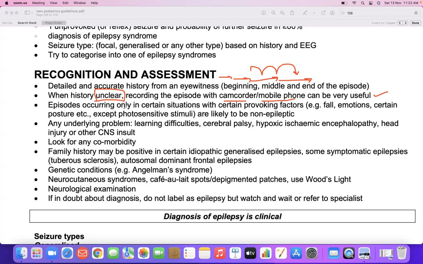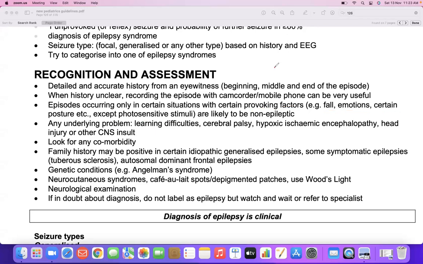Now, episodes occurring only in certain situations with certain provoking factors. So always in history, you have to take the history of provoking factors, very important. Episodes are not happening unprovoked; there are some provoking issues here. Episodes occurring only in certain situations like falls, emotions, and certain posture, etc., except for photosensitive stimuli, are likely to be non-epileptic.